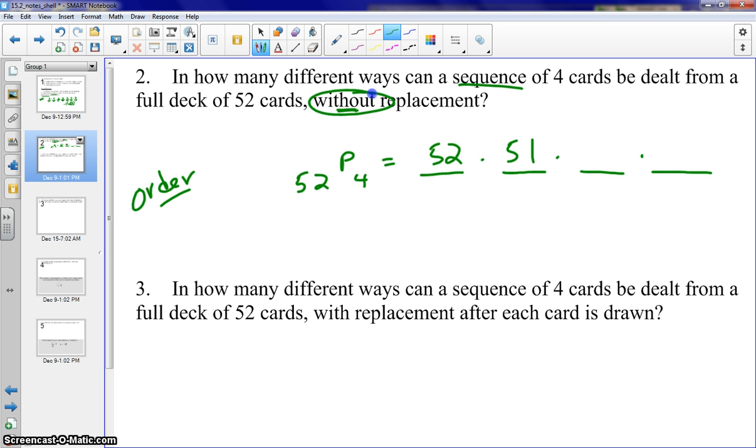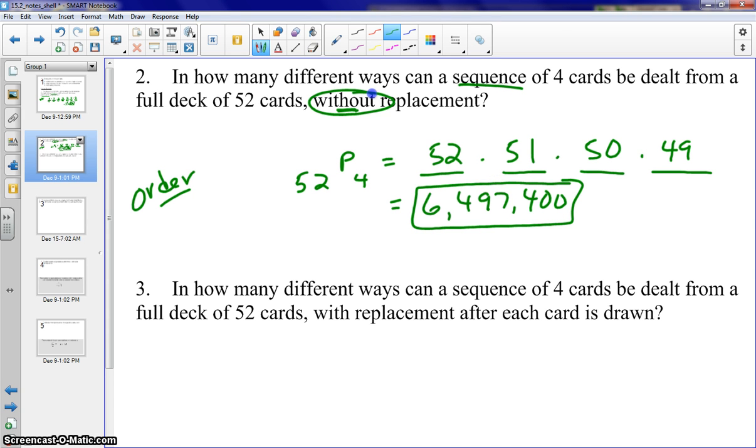Bring it down by 1 each time, which is again the same thing as 52 P4, and we get 6,497,400 different ways this can occur.